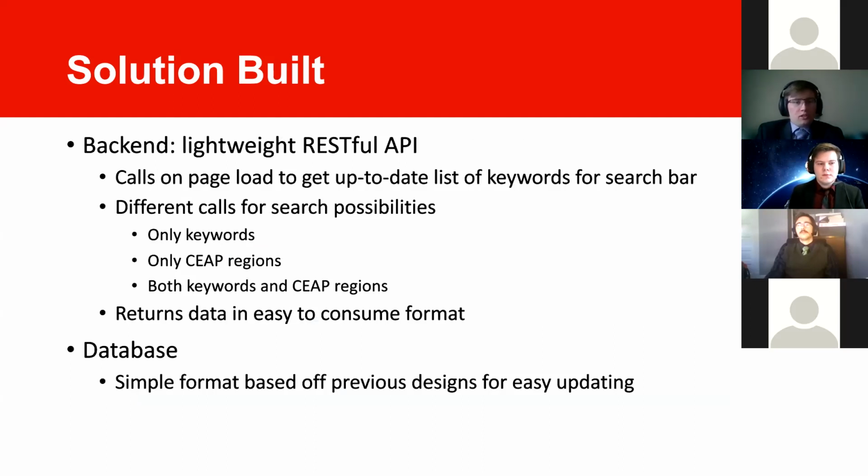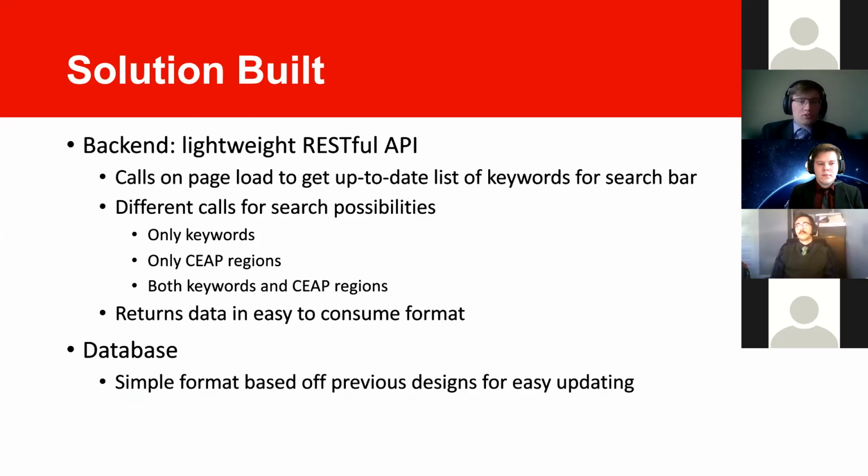Our backend was built using a lightweight RESTful API. It initially calls on the page load to get an up-to-date list of the keywords for the search bar. So that's not hard-coded into our project. That's dynamically created. So if later on down the line, maybe they add another 100 keywords, this would just automatically grab those and, again, be always up to date.